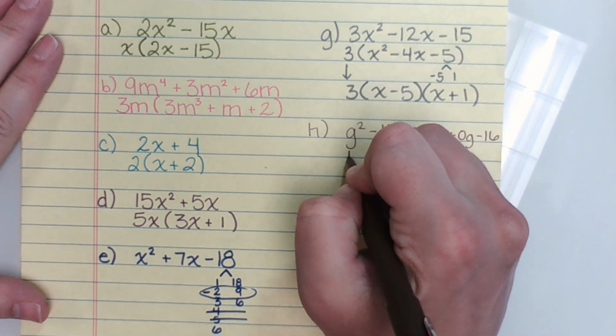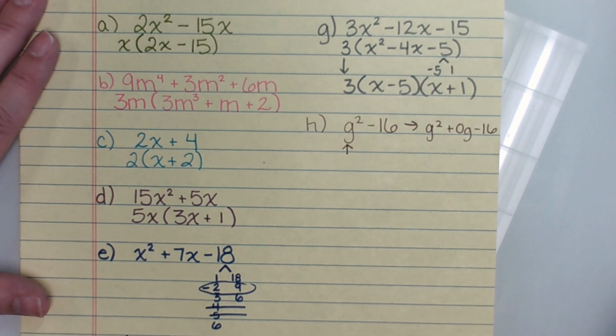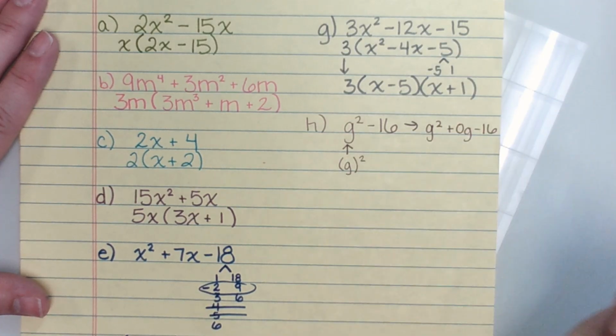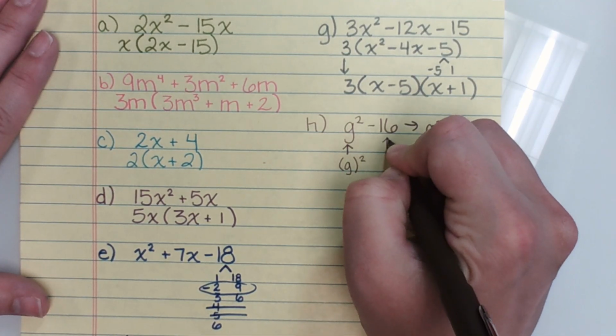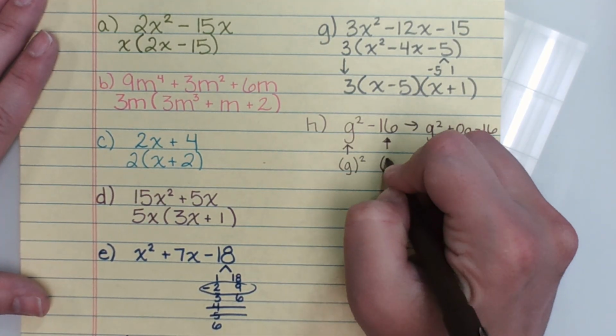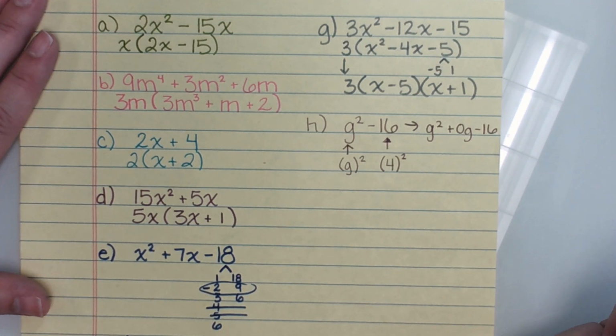Now, a difference of perfect squares happens when this is something squared. Is that something getting squared? Yeah, the something being a g that got squared. Is this something that got squared? What gets squared to get 16? 4. And is it a difference? Is it subtraction?